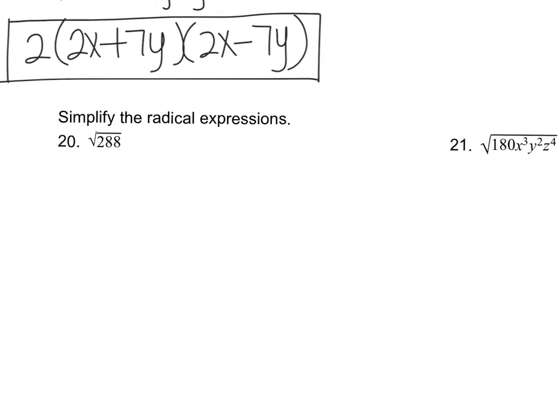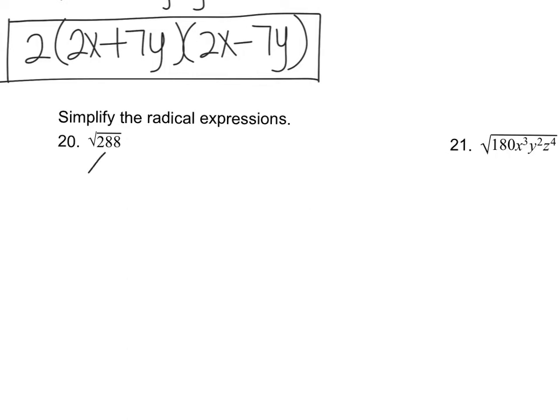Now we're going to take a look at simplifying radical expressions. And the first thing we're going to do is looking at simplifying square roots that aren't perfect squares. So if I take the square root of 288 in my calculator, it's going to give me a decimal. But we want to simplify it so that it's an exact answer. So we want to break down 288.